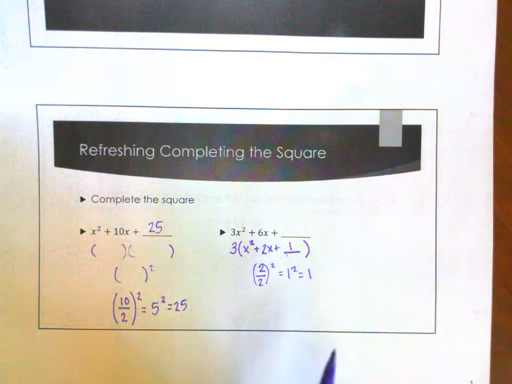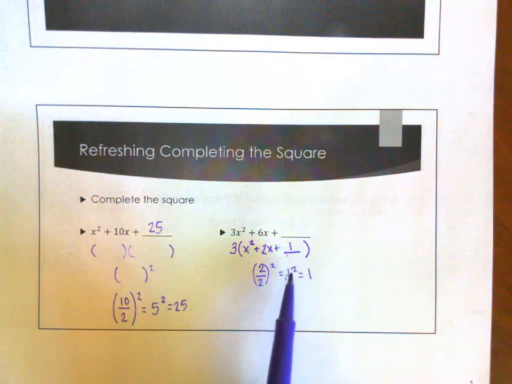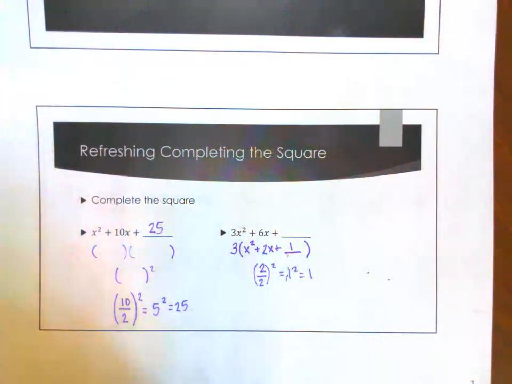And we'll talk a little bit more about how we would use that. Remember, we will have to balance the other side of the equal sign, but we'll get to that in a little bit. So that's just a refresher. Take the middle term, the b term, divide by 2, and square.